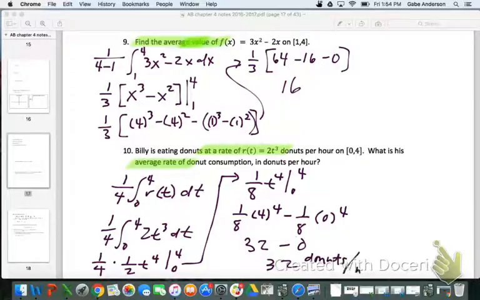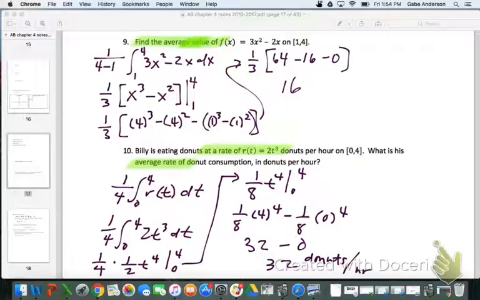So do you see why Billy might have cause for concern for his health? That's his average rate for this time interval, 32 donuts per hour, for 4 hours. That's just the average rate. At the end, he's doing way more than that, right? Acknowledge how impressive that is. It is very impressive.